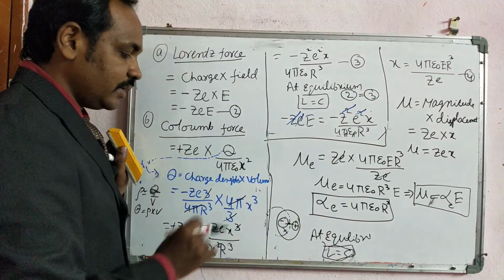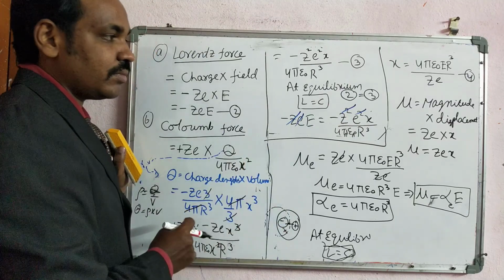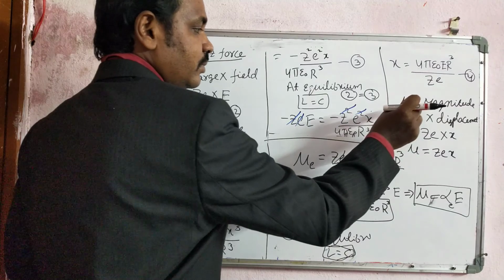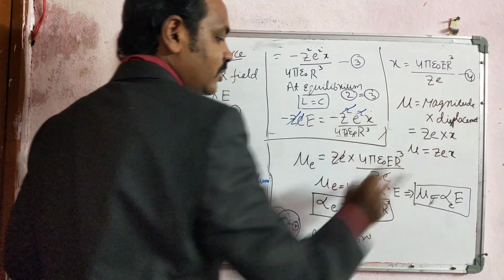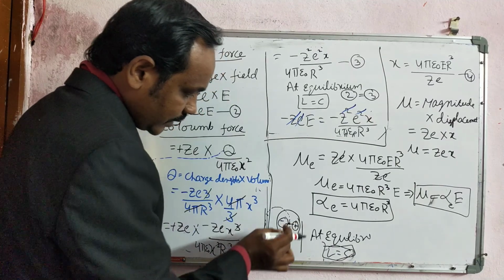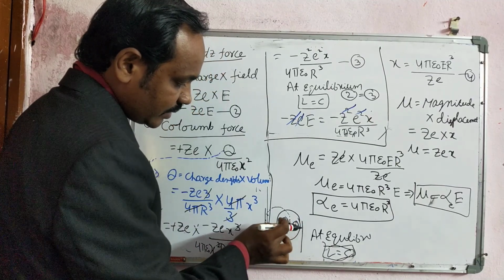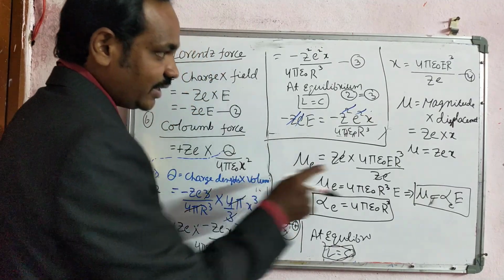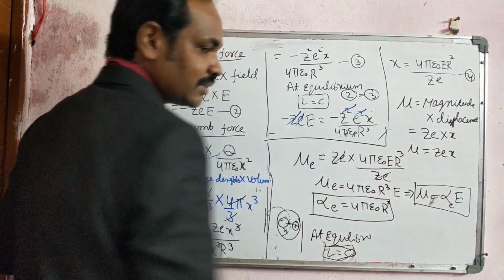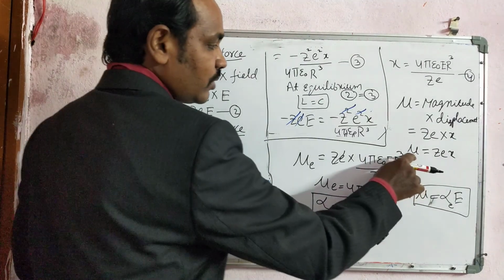What do we need? We don't want x. We need the electronic polarizability alpha e. Can I take it from the definition? Mu equals magnitude of the charge into displacement. Now I am applying the electric field. What happens? The charge will be separated. The magnitude of the charge is Ze, and the separation is x, the displacement. So mu equals Ze into x.